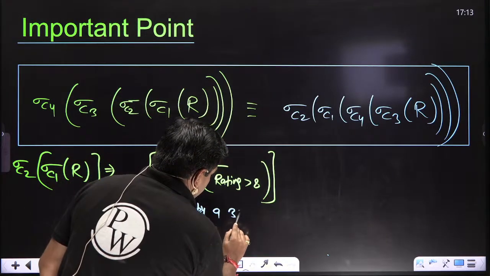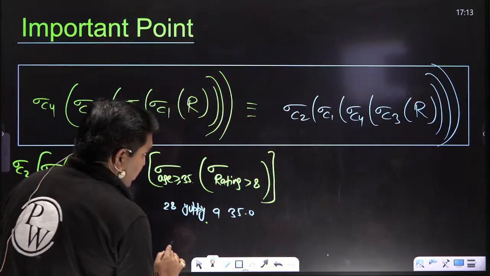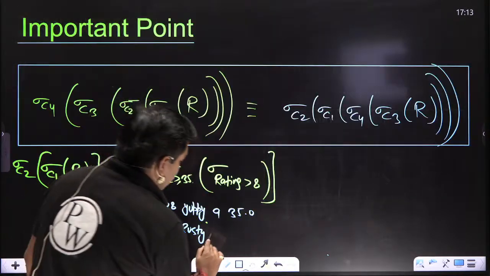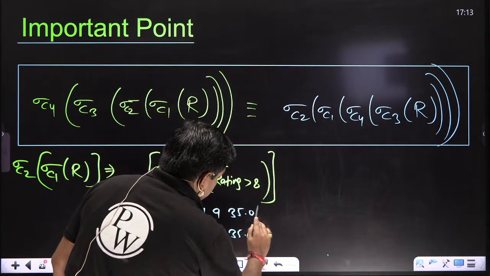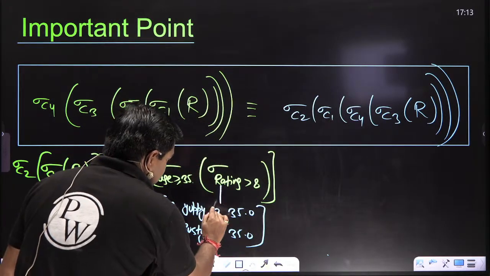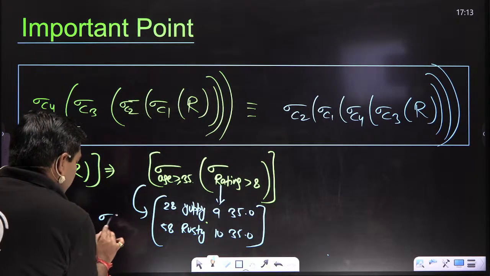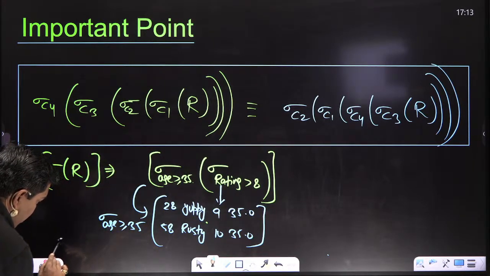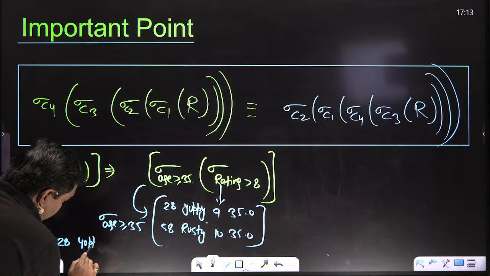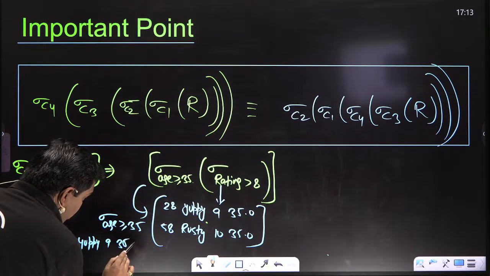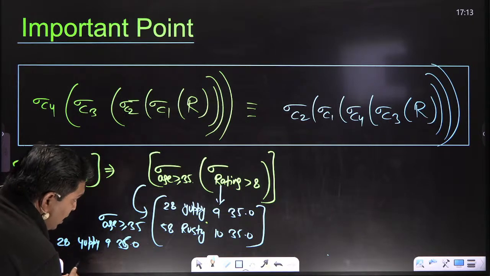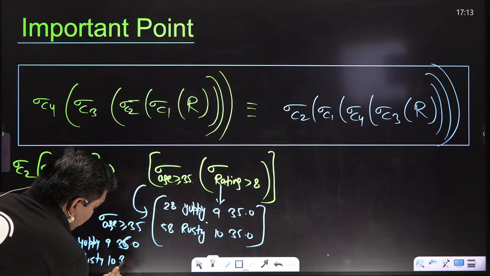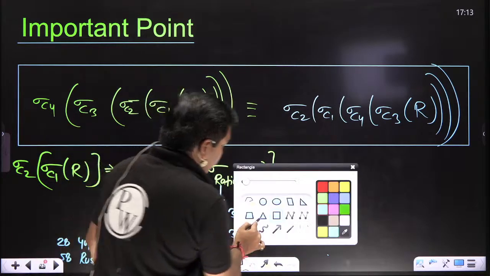935.0, 58 Rusty, 1035.0. This is the output of this query. Rating is greater than 8, then you apply age is greater than or equal to 35. Then you will get the same answer: 28 UP 935.0, and 58 Rusty 1035.0.